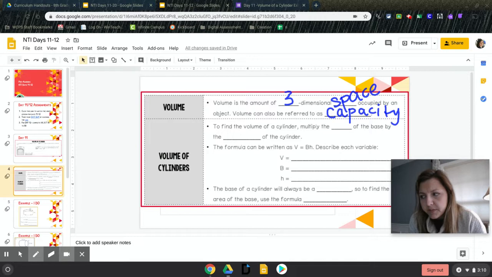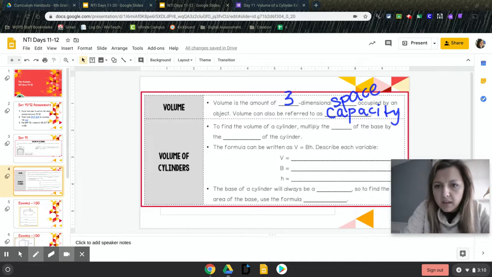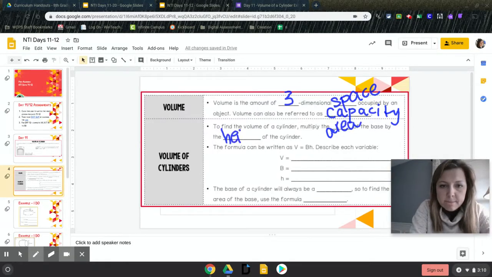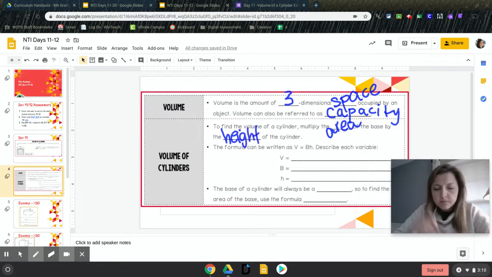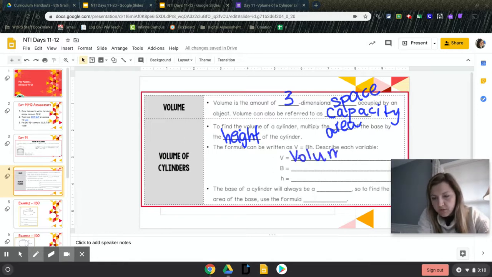So to find the volume of a cylinder, we are going to multiply the area of the base by the height of the cylinder. So V is going to represent the volume of the cylinder. B is going to represent the area of the base. And H is going to represent the height between the bases.